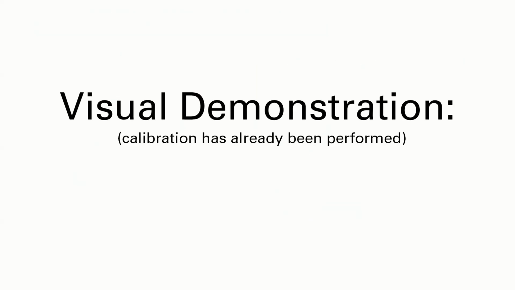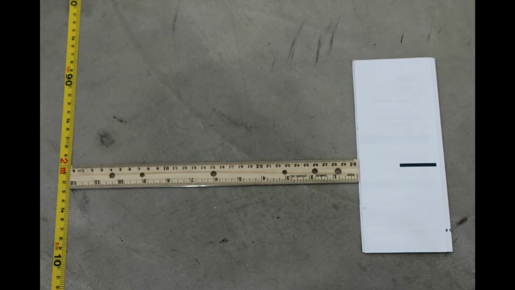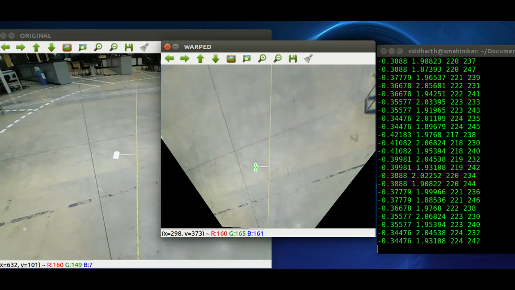Here's a demonstration to show that using this method for calculating distances works. We placed a small sheet of white paper on the floor so that OHM could see it. It is approximately 2 meters away and about 30 to 40 centimeters to the left. Here we see the results of our calculations.